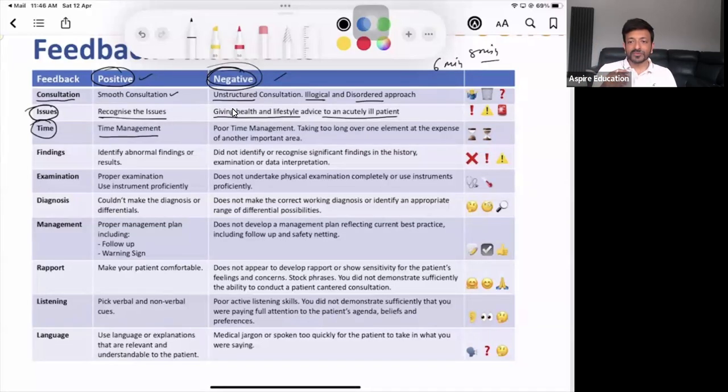We have to be very careful. I would say spend equal time. So I would advise you to spend 4 minutes for data gathering and 4 minutes for management.